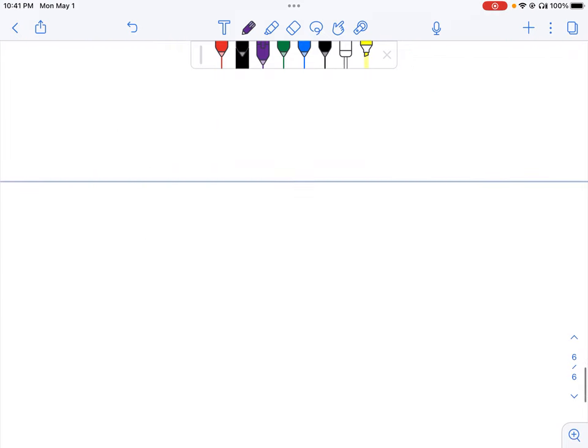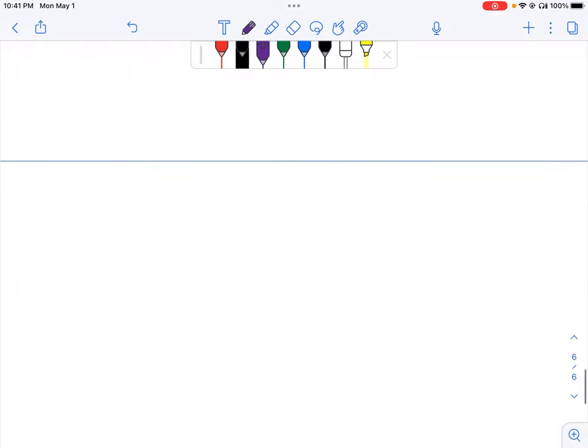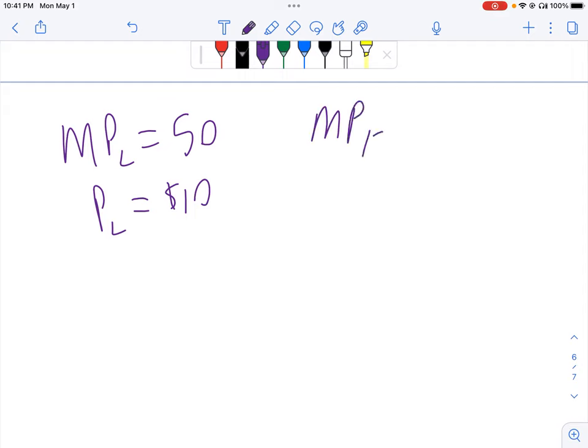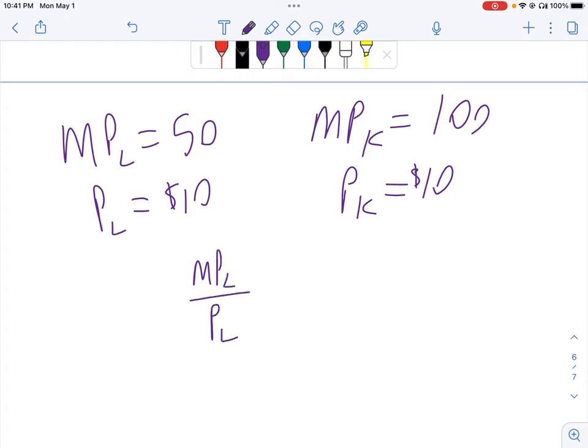The second option on the least cost hiring rule is that they can give you some random numbers. So for instance, let's say they gave you the marginal product of labor is 50 and the price of labor is 10. And then they told you the marginal product of capital is 100 and the price of capital is 10 as well. So the question becomes, how much do we hire? So you're going to do the rule again, which is marginal product divided by the price.